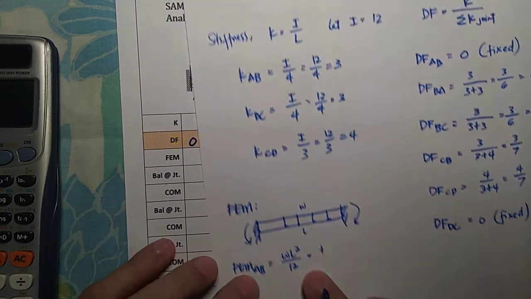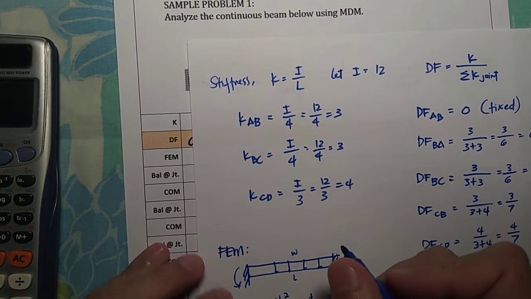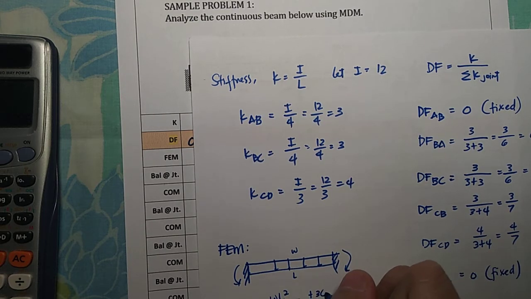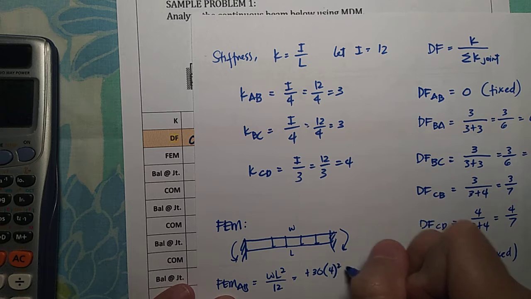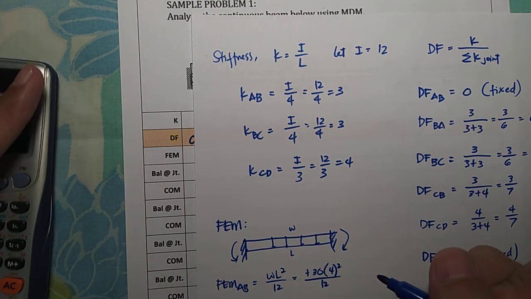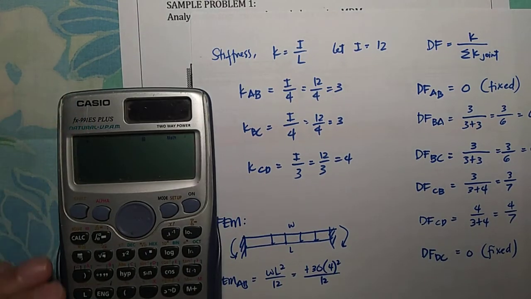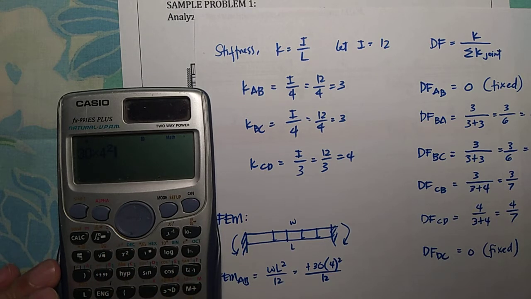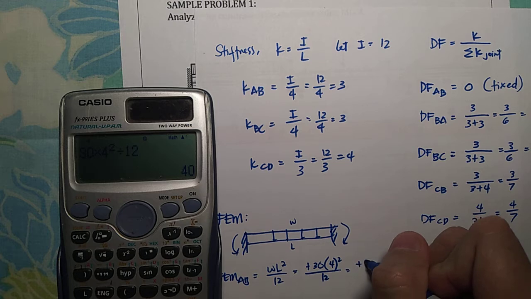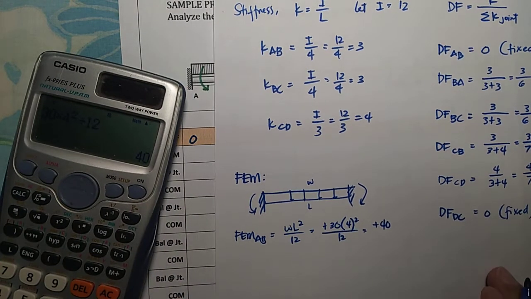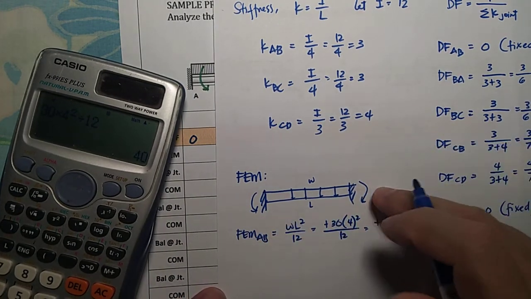So this one would be W is 30. So we have 30. The length is 4 meters square over 12. Okay, so 30 times 4 square over 12, so that's 40. So that's positive 40. Okay, how about for this right side?